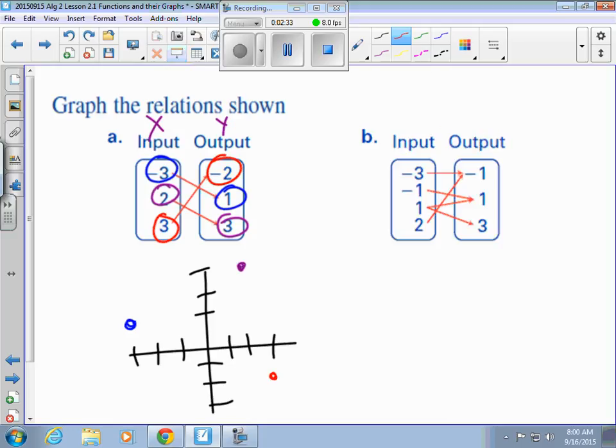Do this next one. Take 30 seconds. Again, you don't have to go past 3 in any direction. You don't have to be pretty. You don't have to be fancy. Just get it done.